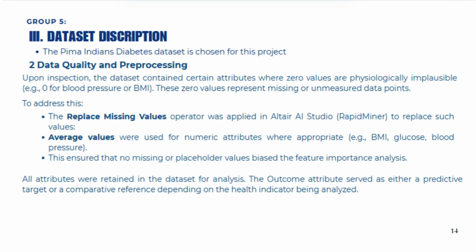Next is the data quality and pre-processing. Upon inspection, the dataset contained certain attributes where 0 values are physiologically implausible. These 0 values represent missing, unmeasured data points. To address this, the Replace Missing Values operator was applied in Altair AI Studio to replace such values. Average values were used for numeric attributes where appropriate. This ensured that no missing or placeholder values bias the feature importance analysis. All attributes were retained in the dataset for analysis. The outcome attribute served as either a predicted target or comparative reference, depending on the health indicator being analyzed.